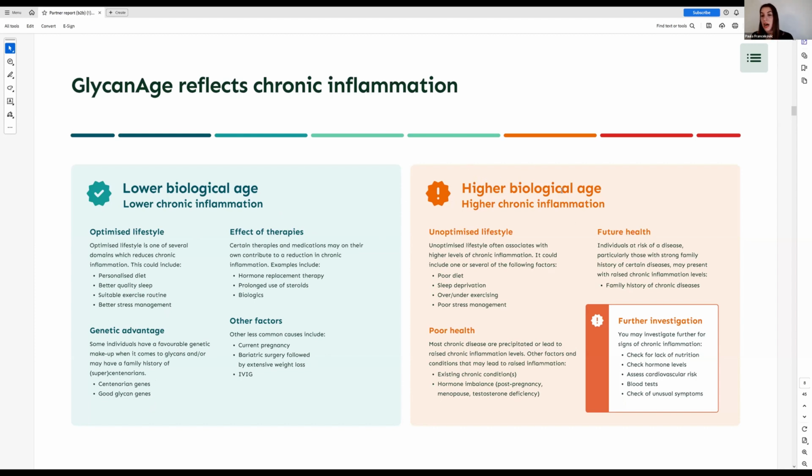And of course, for the higher biological age, we know that an unoptimized lifestyle is driving an increase of the biological age. And we also know that the existence of certain chronic conditions and certain periods in life, when we are more prone to creating the pro-inflammatory side of glycans, also result in a higher biological age. I will talk about this when I talk about the overlaps.